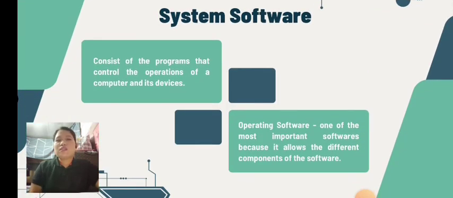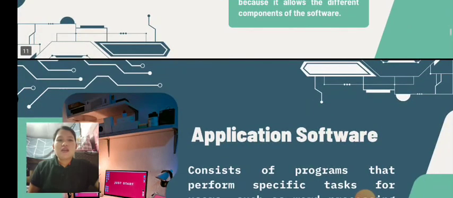System software consists of the programs that control the operation of a computer and its devices. So, ito yung parang nagsiserve na brain ng mga computer or mga devices na ginagamit sa atin educational. Operating software is one of the most important software because it allows the different components of the software to work.